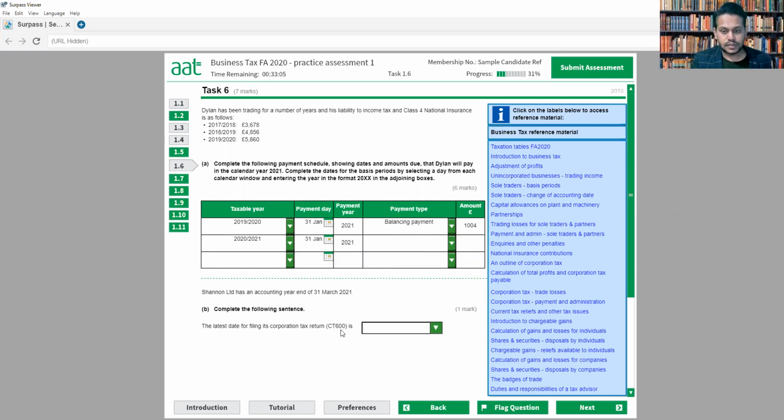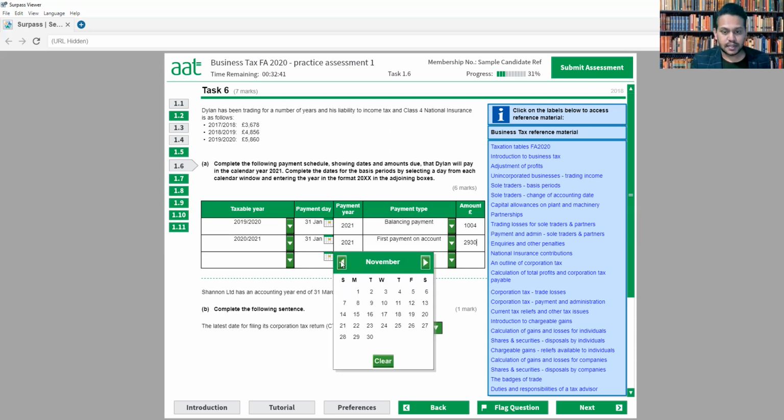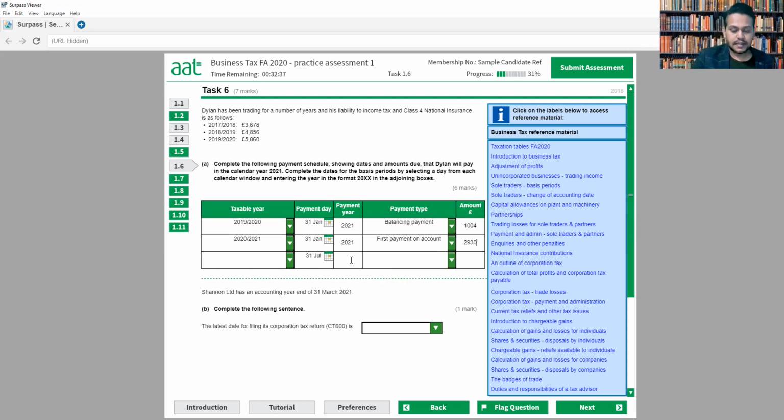So I have this one, and I have a payment type that will be first payment on account. How do I find this one? 50% of the 5860. So I say 5860 divided by 2, and that will give me 2930. 20 and 30, that's the 50% of that. And another 50% I'll pay 31st of July, same year. 31st of July. And the same calendar year, 2021, I have to pay in this year.